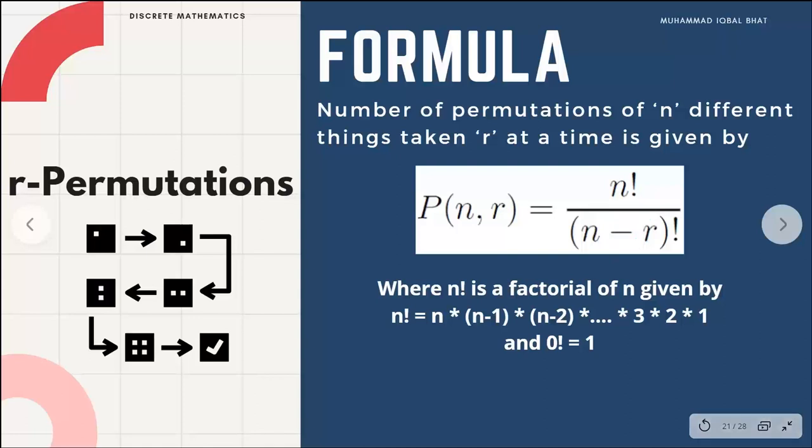You know that factorial means multiplying a number n with n minus 1 and n minus 2, and so on until 1. And there is a condition that factorial of 0 is 1. So for example, if n is equal to 4, then 4 factorial is equal to 4 into 3 into 2 into 1, which is 24. Similarly, 5 factorial is equal to 5 into 4 into 3 into 2 into 1. So this is the formula to find the permutations.